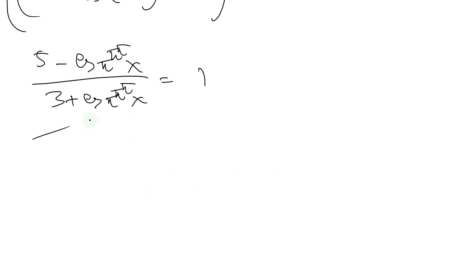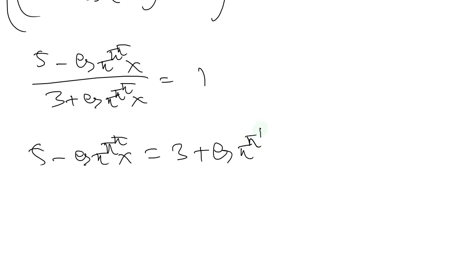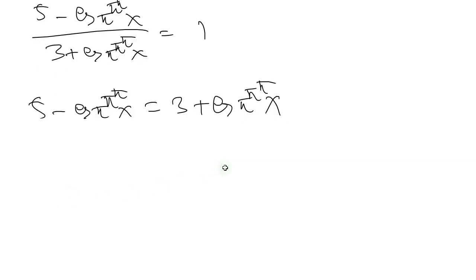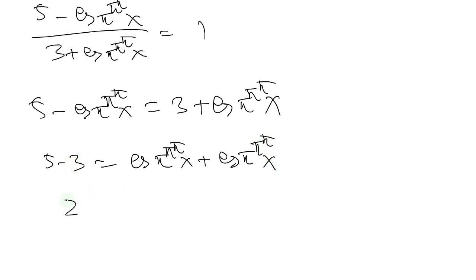And now we're going to multiply, let me erase this one here. So now we have that 5 minus cos pi to the pi x is going to equal 3 plus cos pi to the pi x. And then just organizing the terms here, we're going to say that this is going to be 5 minus 3 equals cos pi to the pi x plus cos pi to the pi x, and then we're going to have this here 2.